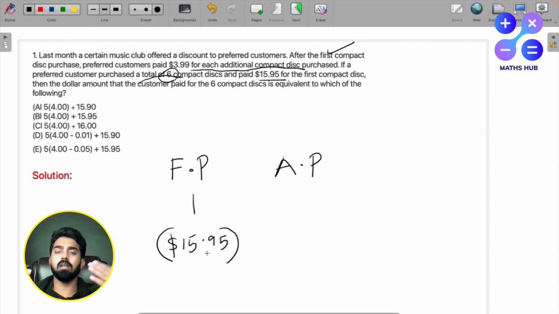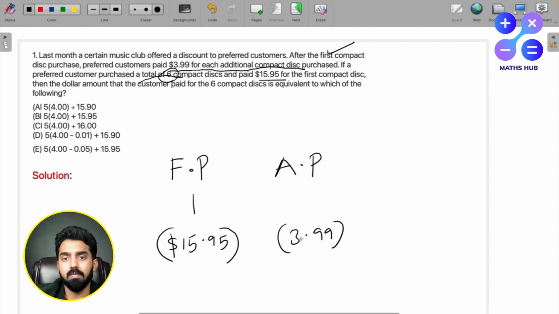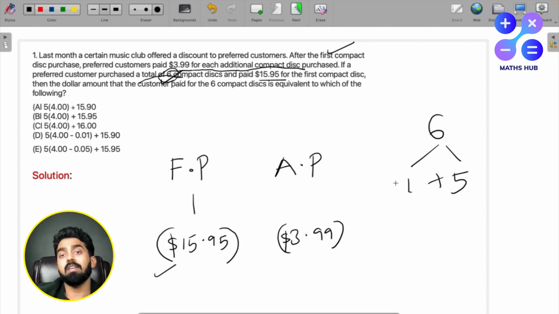And they are giving a discount on every additional purchase. So if you buy the first one, it's $15.95, and every additional one, after the discount, you're getting it for about $3.99. Now we are told that somebody has purchased 6 discs in total. So 6 is 1 plus 5: the first one will cost you this much, and the remaining 5 additional purchases will cost you this much.